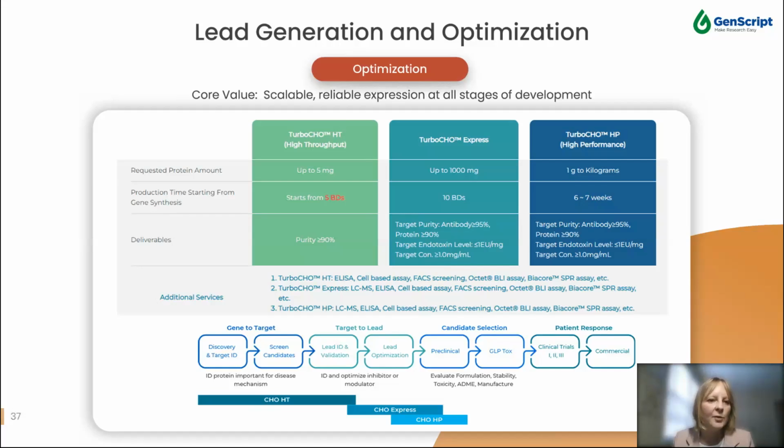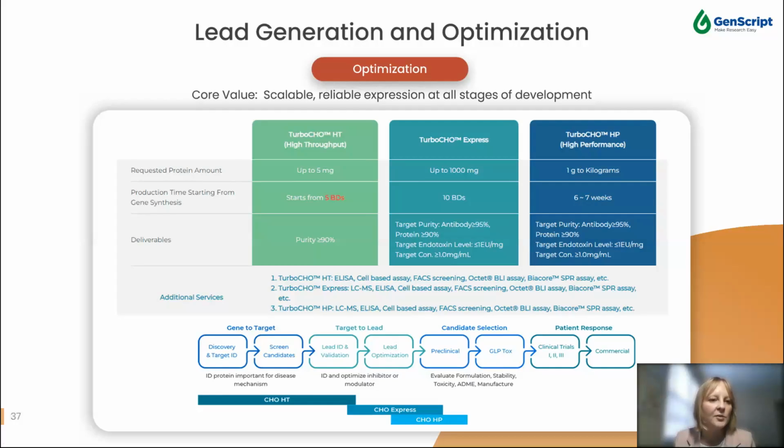Our TurboCHO platform is a proprietary protein expression platform developed by GenScript. It includes an option suitable for each stage of the development workflow with variables based on protein yield, production times, and deliverable characteristics. It's a scalable platform, so when you look at high throughput, this provides transient expression of 1 to 20 mLs. It's our fastest at 5 business days, providing yields from 0.1 to 10 milligrams. This level is most complementary to the earlier target discovery phase.